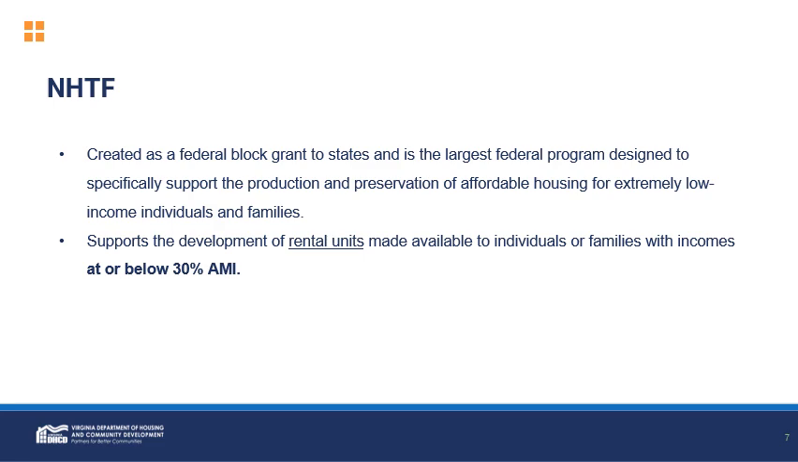National Housing Trust Fund issued its first allocation in 2016, and it was created as a federal block grant to states. It's the largest federal program designed specifically to support the production and preservation of affordable housing for extremely low income individuals. At DHCD, we use these funds only for rental units, and they are made available for individuals with incomes at or below 30% of the area median income.